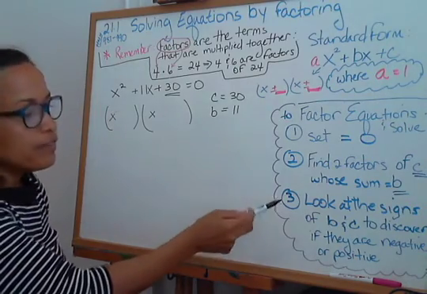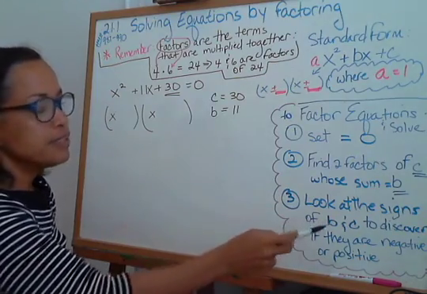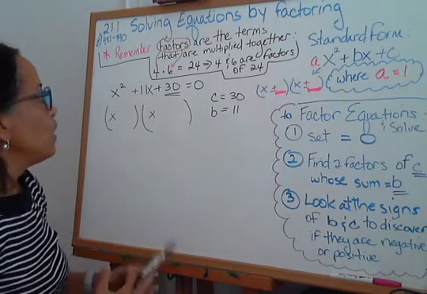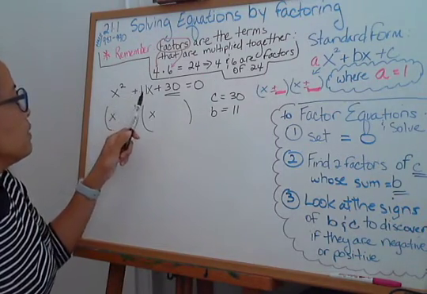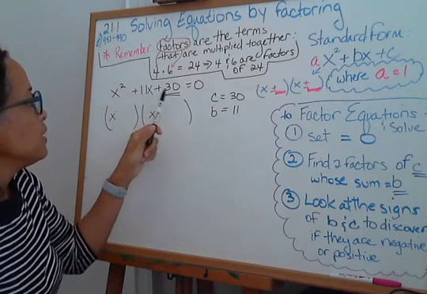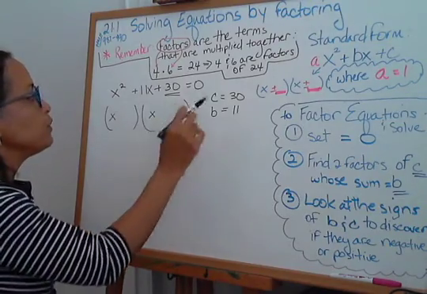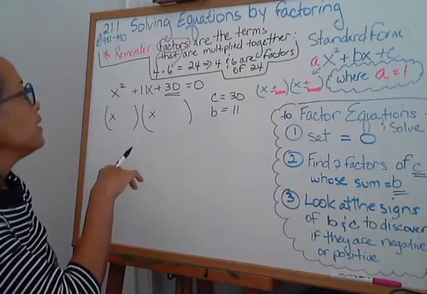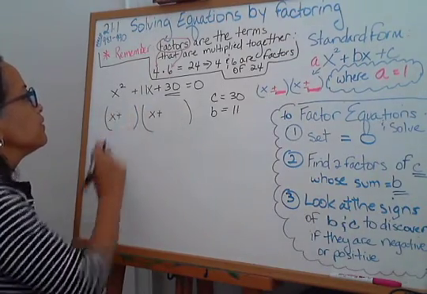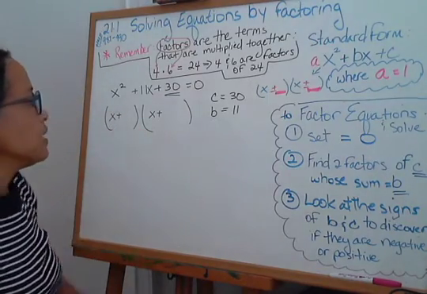Now the other thing I have to do, the third thing, I have to look at the signs of b and c to discover, are there any negatives? Are they all positive? So here it's plus 11x and plus 30. I know because the c is positive that they were both the same sign. And I know then, because the 11 is positive, that they were both positive. So I can put the plus there already.